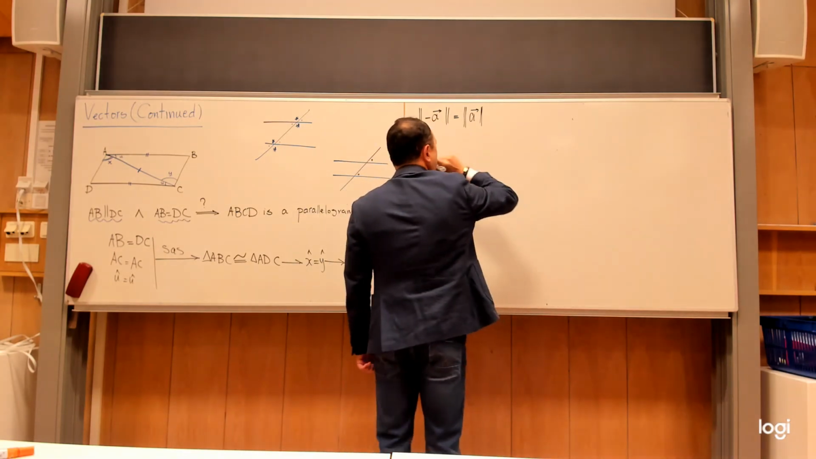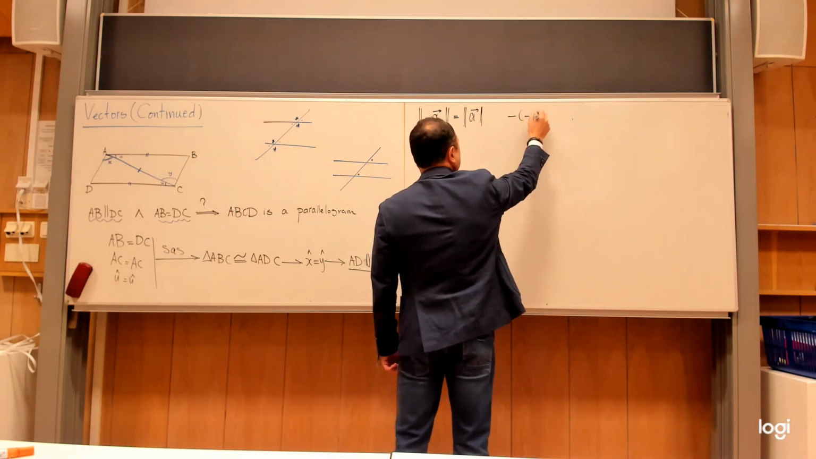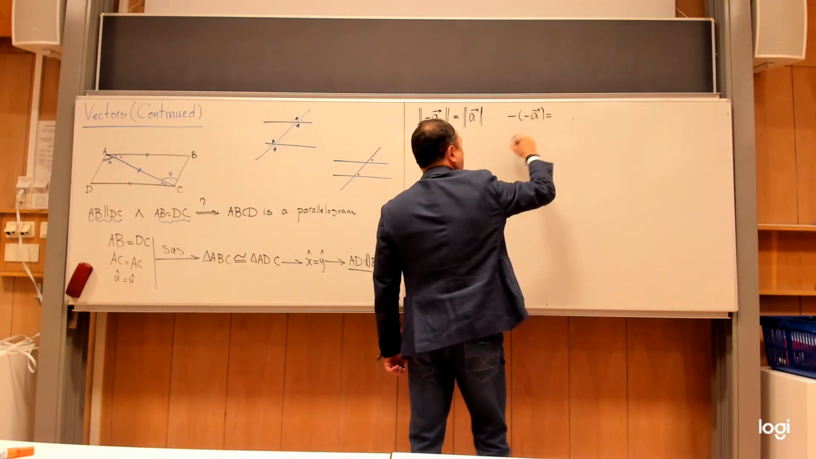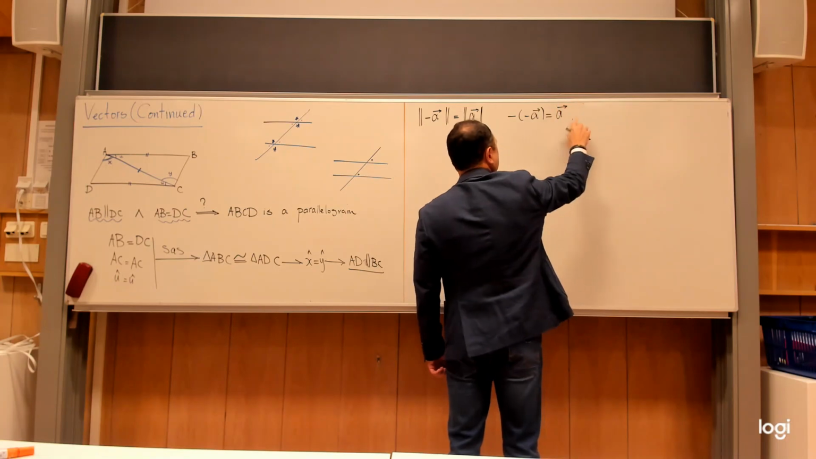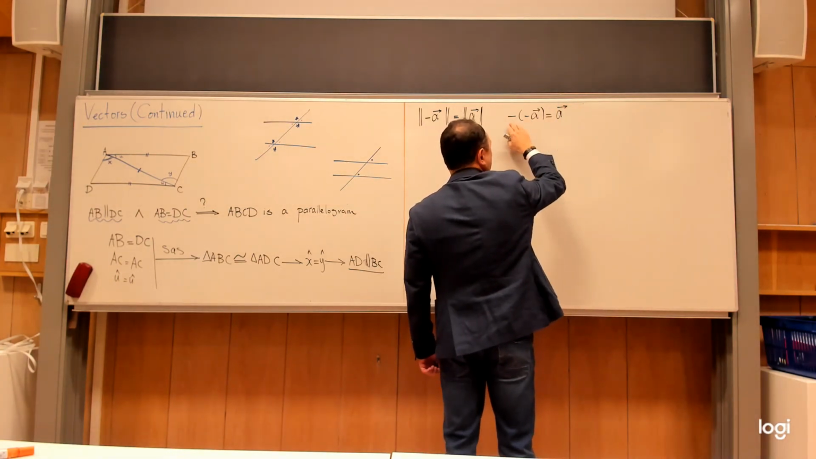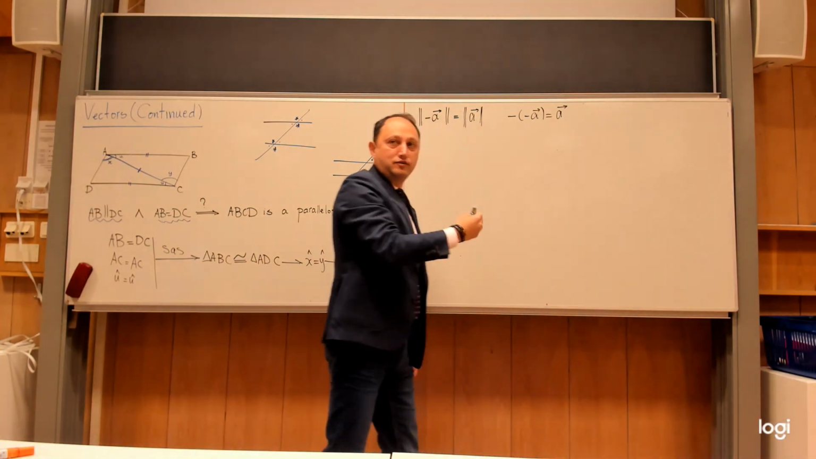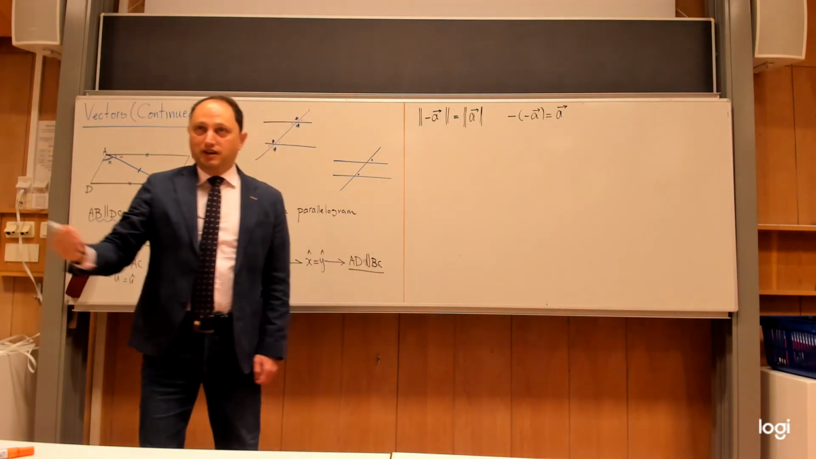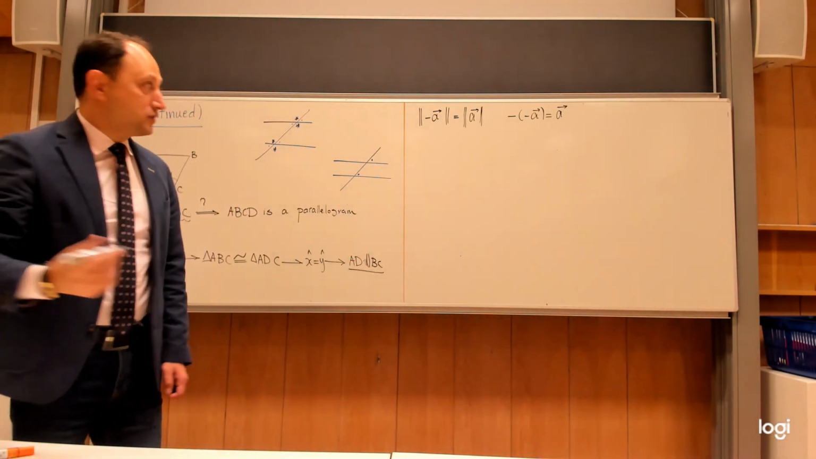And we learned also that negative of negative A is A. You shouldn't compare this to negative negative 2 being 2, but it is similar: negative negative vector A is vector A. They are different objects, yes? I just wanted you to understand that.